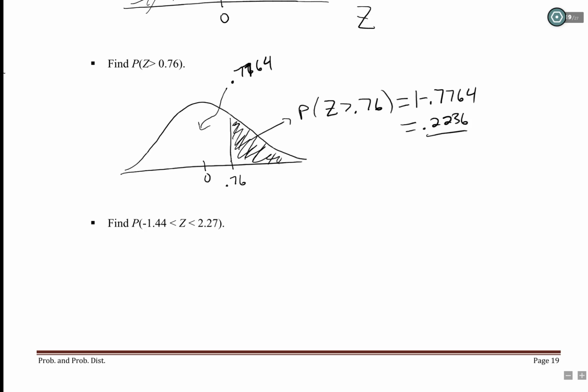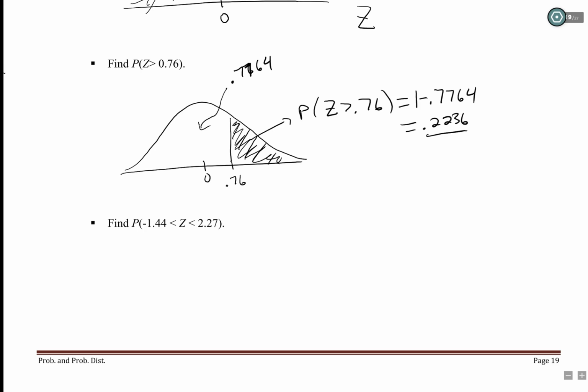0.2236. Okay, so you can think of this as we used the complement rule at this stage right here: 1 minus the probability that z is less than 0.76. Or if you just want to think of it in terms of areas, you can as well. The table gives us left areas. We got this from the table, so we subtract that from 1 to get the right area. Okay.